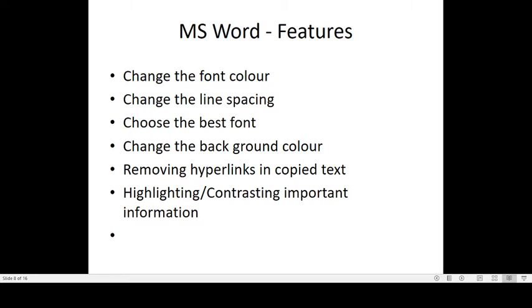According to our requirement, we can change the color. Remove the hyperlinks in the copied text. When we copy text, if any hyperlinks are there, we can easily remove them when we copy and paste that text information. Highlighting or contrasting the important information. If we want to highlight any information and make it very prominent, we can do the highlighting by going for a different color, making it bold, or changing the font, anything we can do in Microsoft Word.